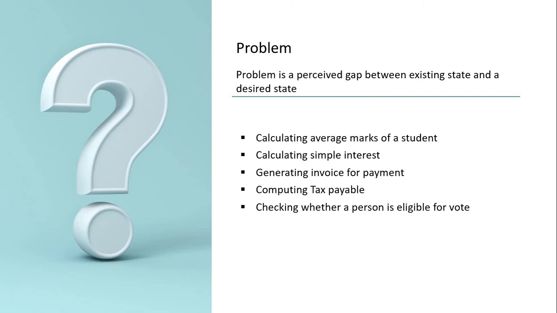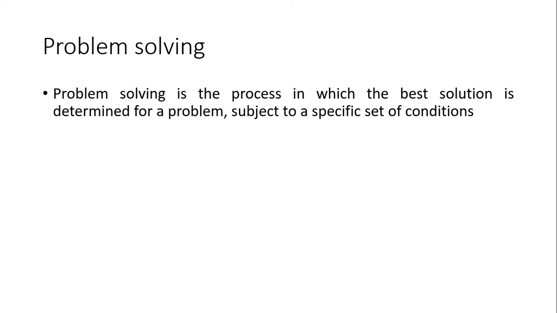After understanding the problem, let us move to problem solving. Problem solving is the process in which the best solution is determined for a problem subject to a specific set of conditions. For a problem, there can be many solutions or many alternatives, and every solution may have a set of tasks to be performed. So in this process of problem solving, the user decides which is the best solution, which is the best alternative to solve the problem. And we also need to consider a set of conditions while determining a solution.